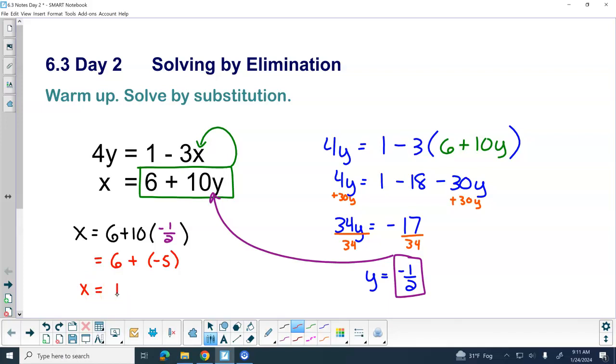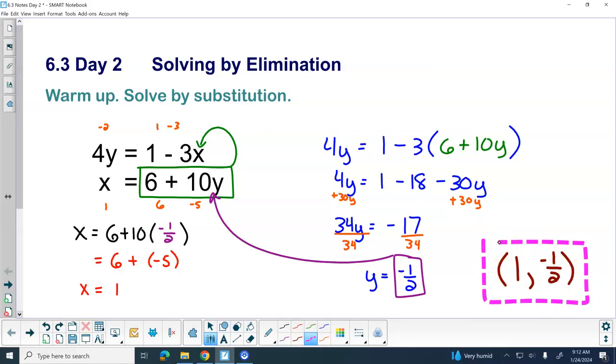If x is positive 1 and y is negative 1/2, 4 times negative 1/2 is negative 2. 3 times 1 is 3. 1 minus 3 is also negative 2. That one checks out. If x is 1, we get 1 there. If y is negative 1/2, this would be negative 5. That'd be 6 minus 5, which would be 1. Checks out there. So then I write my final answer in point form. 1 comma negative 1/2.